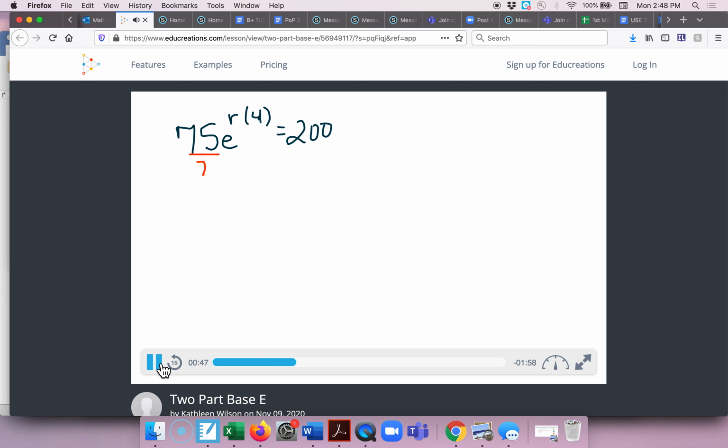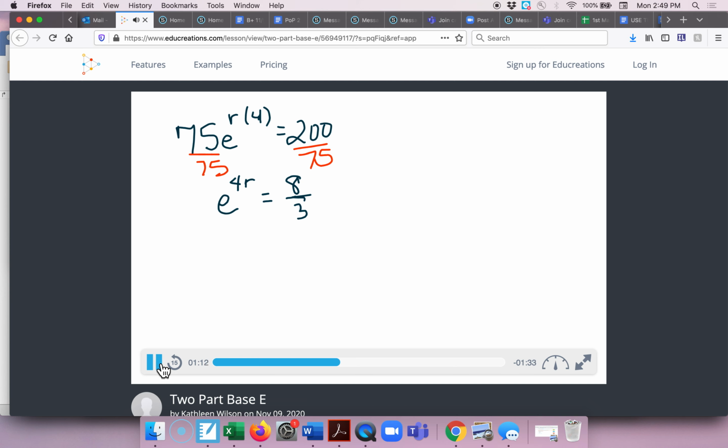I'm going to do the algebra here. Okay, and we're going to get e. And instead of writing R times 4, I'm going to write 4R. You can keep it as 4 times R if you want, but I like having the variable after the number. All right, 200 divided by 75, that simplifies to 8/3. That's not a nice decimal, so leave it as a fraction.